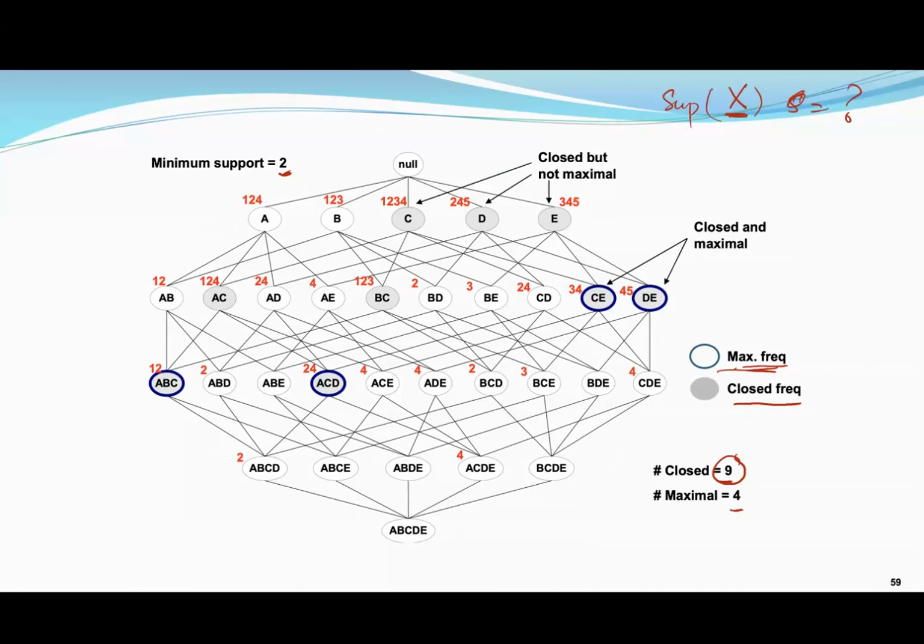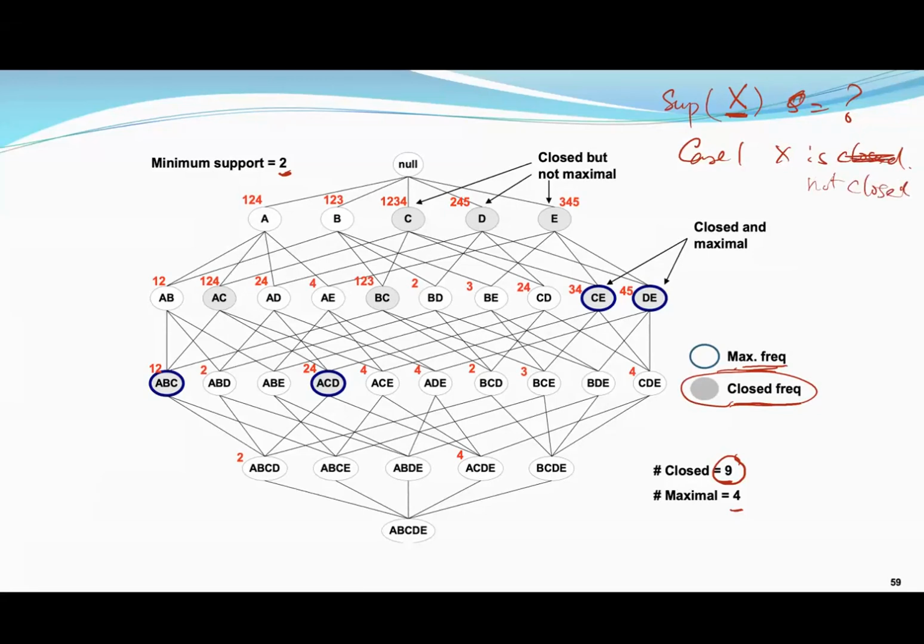Now, there are 2 cases. Case 1, X is closed. X is a closed frequent item set. Do we know its support count? Yes, because we recorded the support counts of all the closed frequent item sets. So if X is a closed frequent item set, we have recorded its support count, so we know. The only case that we need to handle is that X is frequent, but X is not closed.